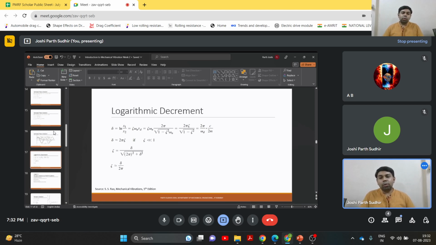And this logarithmic decrement is a quantity derived from the basic nature of the solutions itself. It is a technique which is helpful if we are doing some experiments and want to find out the value of damping. So that was the content for this week. Any questions?